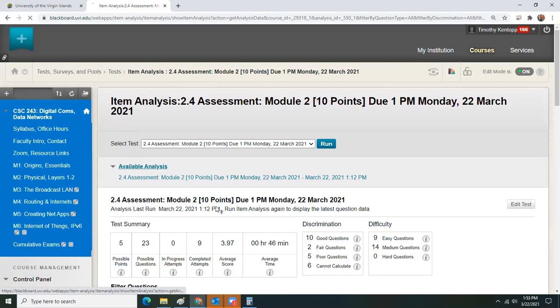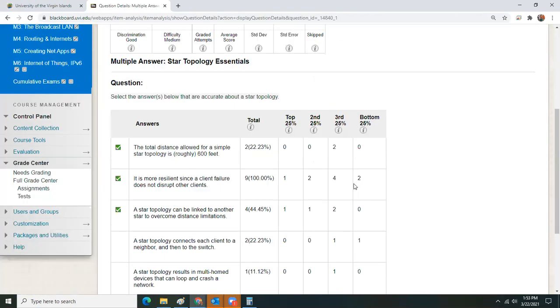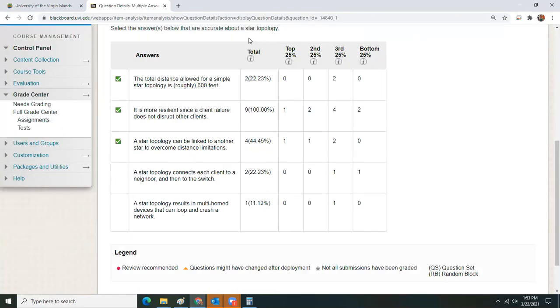Star topology essentials. Select the answers below that are accurate about a star topology. The total distance allowed for a simple star topology is roughly 600 feet.